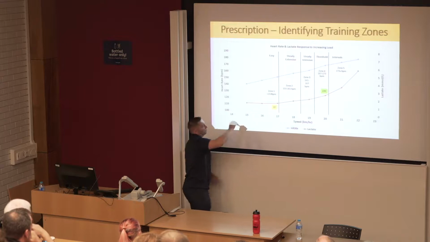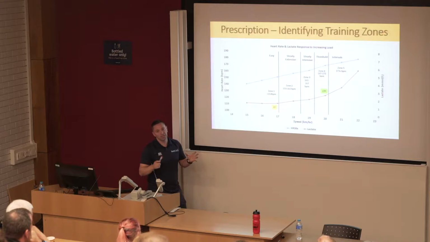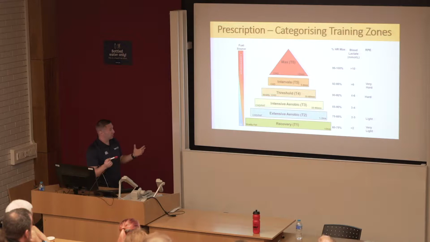So there are 2 hour runs, 90 minute runs. And that's where you then develop all your specific adaptations. So the next slide is just a simple endurance pyramid, or a performance pyramid.